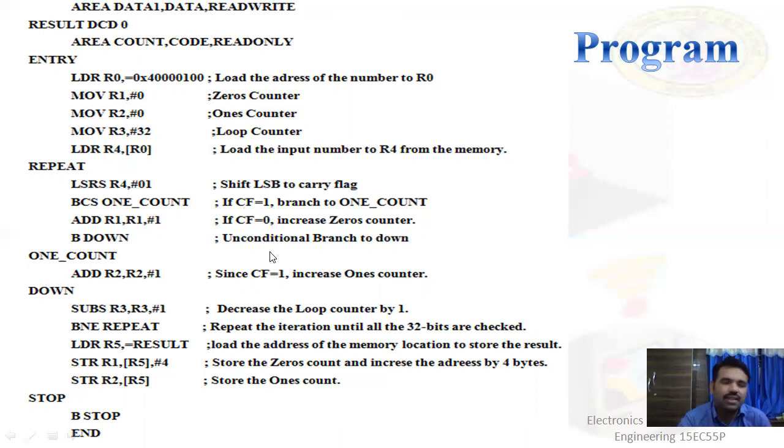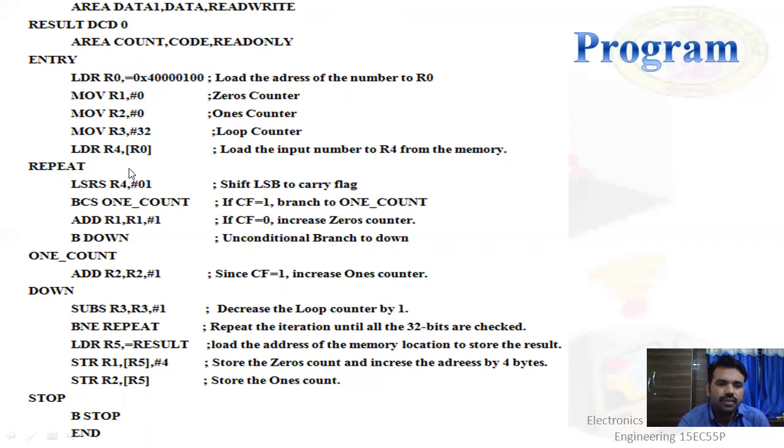So what is the logic I said? The number will be rotated right one time through the carry, and that carry will be checked. By checking the carry, we will increment either the zeros counter or the ones counter. Now, these set of instructions are iterative instructions. What is the purpose of these iterative instructions? This will rotate the number right by one position and check the carry flag. If the carry flag is equal to 1, increment the ones counter. If the carry flag is equal to 0, increment the zeros counter.